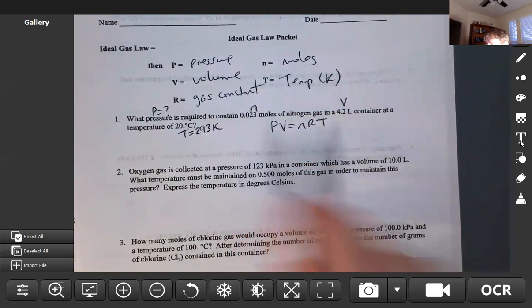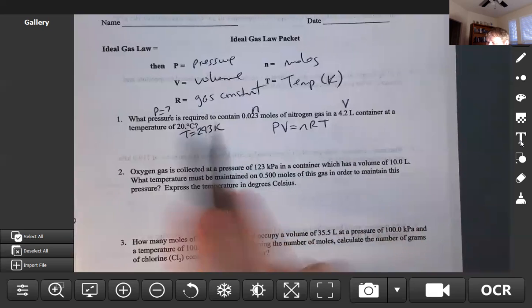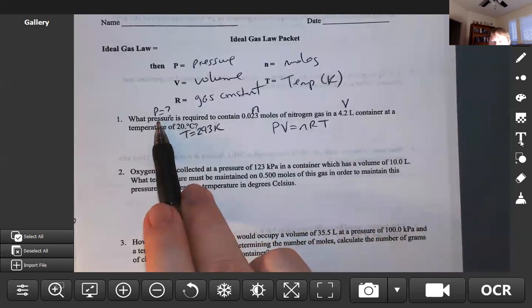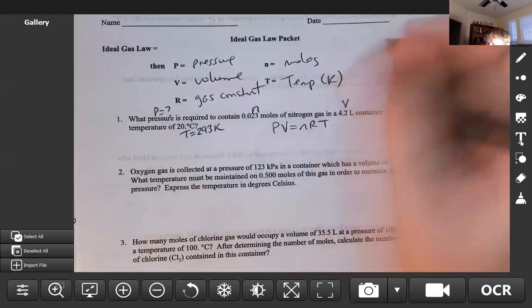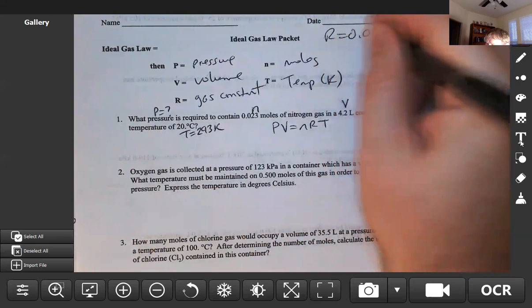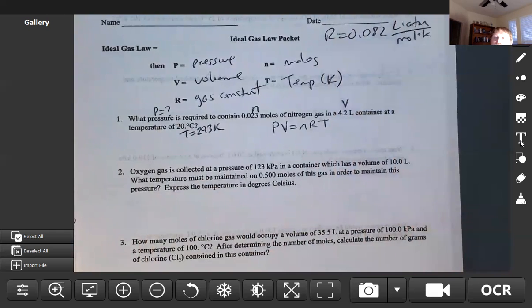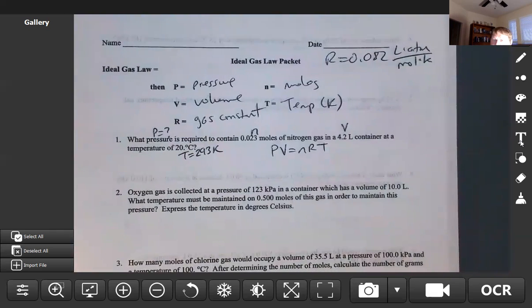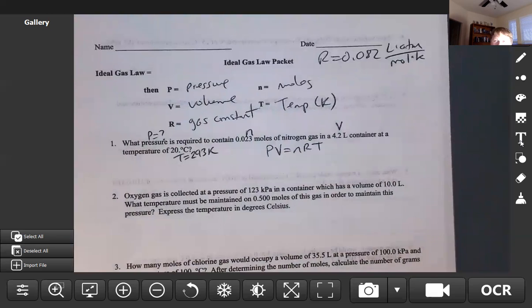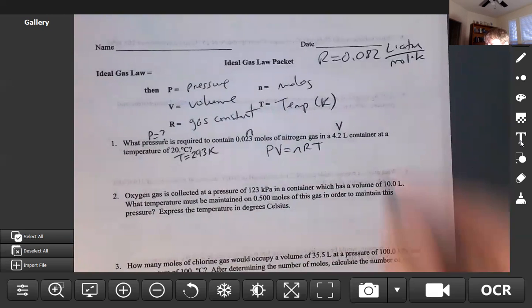So we have moles, we have liters, we have Kelvin. So we get to choose really whatever R we want. It doesn't say give the pressure in atmospheres, but remember the most common value of R is 0.082 liter atmospheres per mole Kelvin. If I plug in that one, my pressure will come out in atmospheres, which is fine by me.